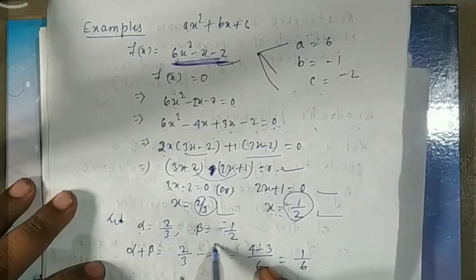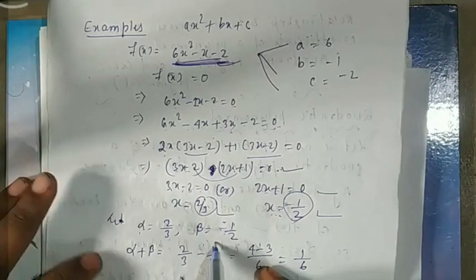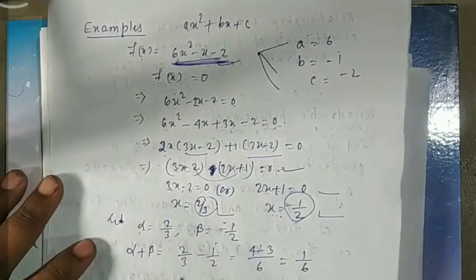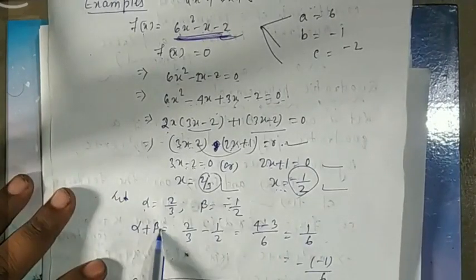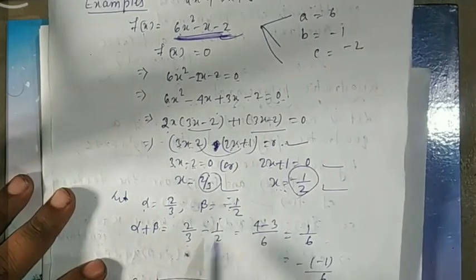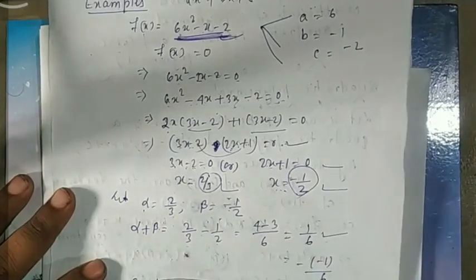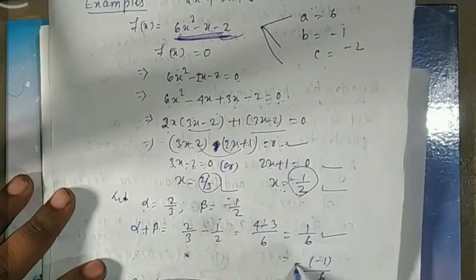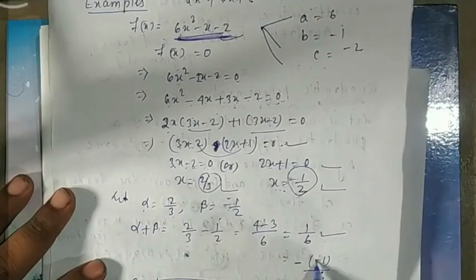What am I doing here? I am verifying the relation. What is the relation here? The relation is alpha plus beta is equal to minus b by a. I am verifying it, so find alpha plus beta. Here 2 by 3 minus 1 by 2. After solving we are getting 1 by 6. So I can write this with a minus, I can write here minus 1, so that minus into minus becomes plus.